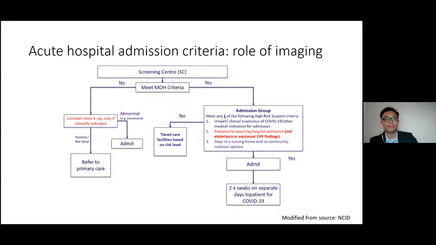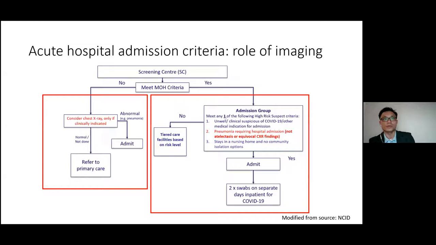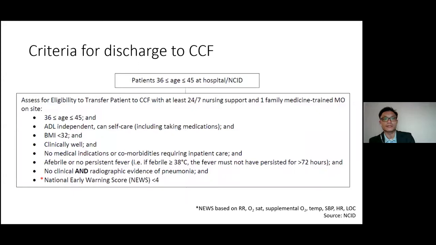At present, the decision to admit a patient into NCID is based largely on the MOH criteria. For those who do not meet the criteria, but where chest X-ray is indicated and shows pneumonia, the patient is admitted. For those who meet the MOH criteria, significant finding on chest X-ray is one of the criteria for admission. Chest X-ray also forms part of the criteria for discharge from the acute hospital to a community care facility. And in this example, for patients in early disease, but considered to be at mild risk.